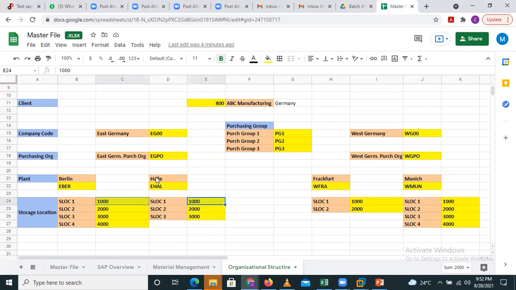So whenever we are looking for a storage location, it is associated with the plant. Whenever we enter the storage location number, the system will ask for the plant information. Yes. So storage locations will be unique within the plant. So if you created 1000 in plant EBR, you cannot create 1000 one more time in the EBR plant. No, it is not possible. But you can create the same number storage location in a different plant. Okay, understood.